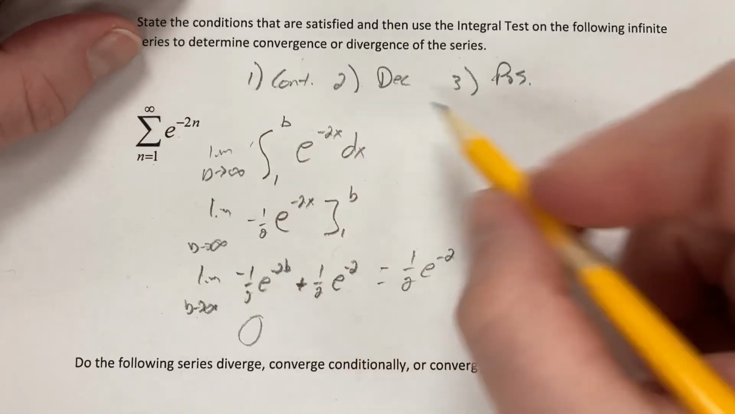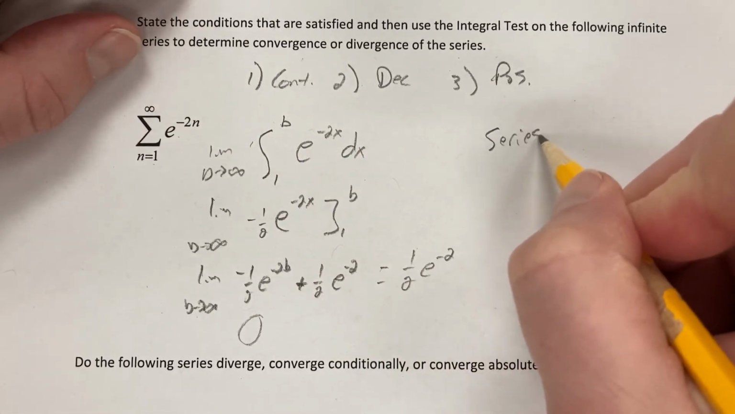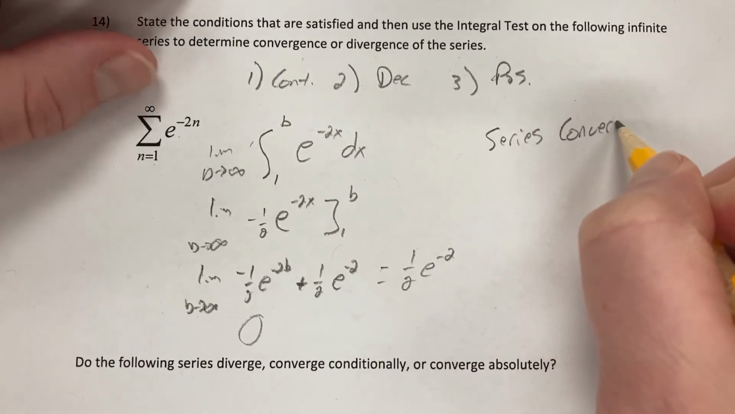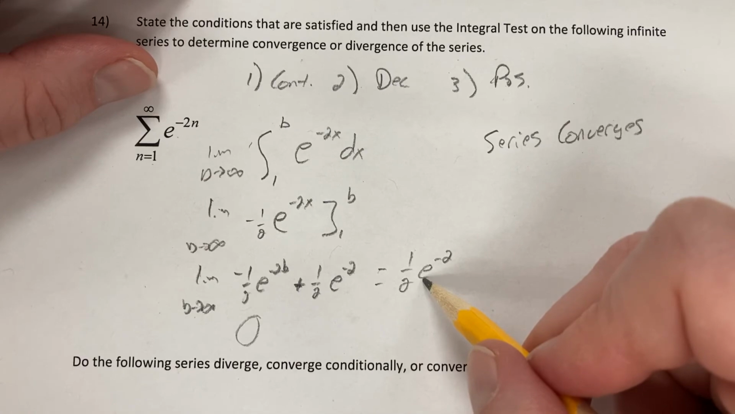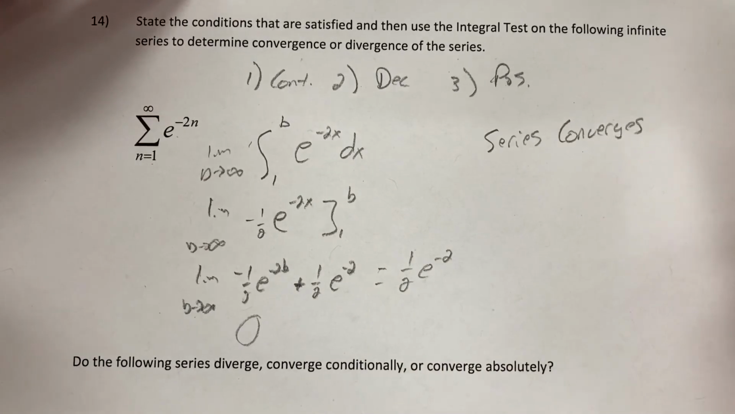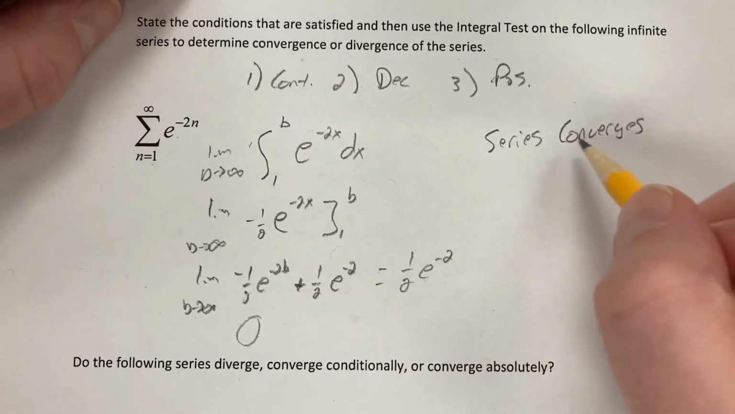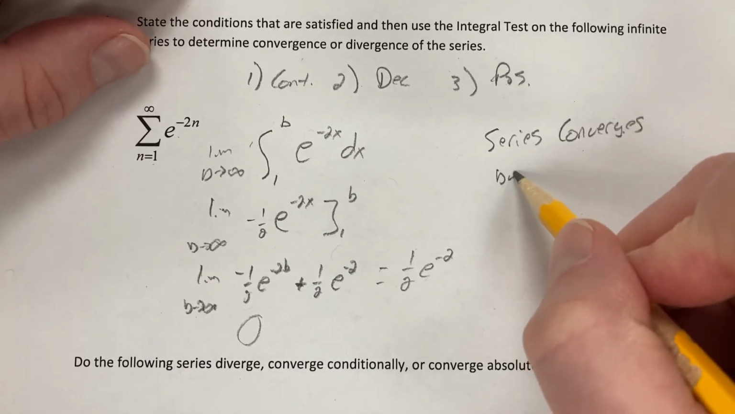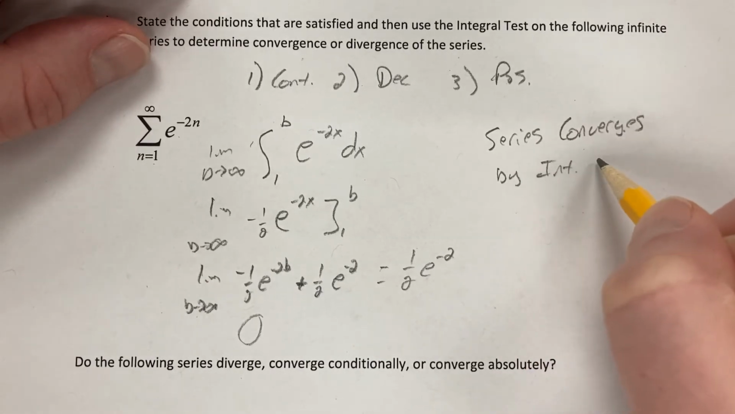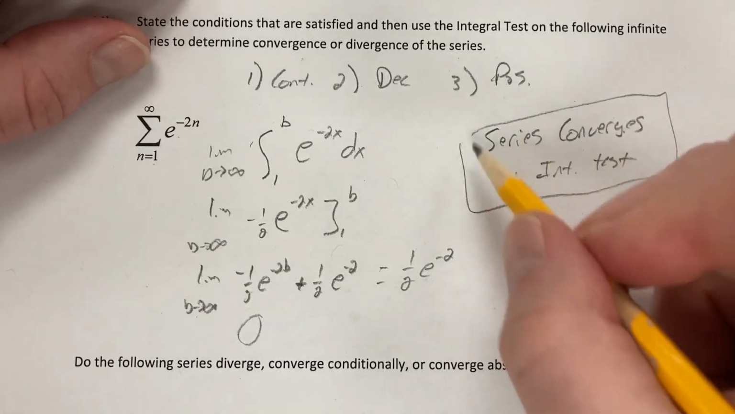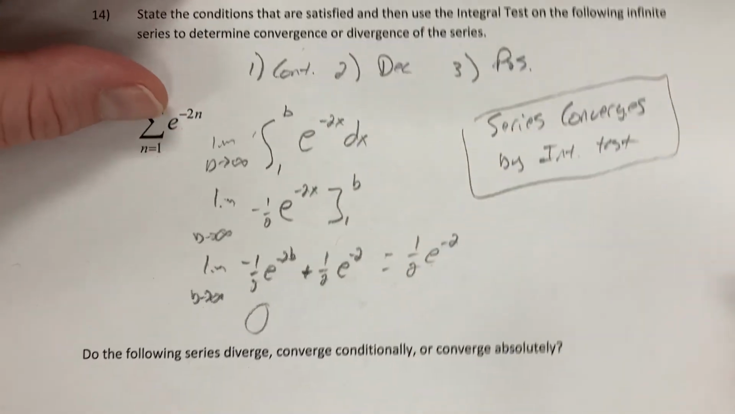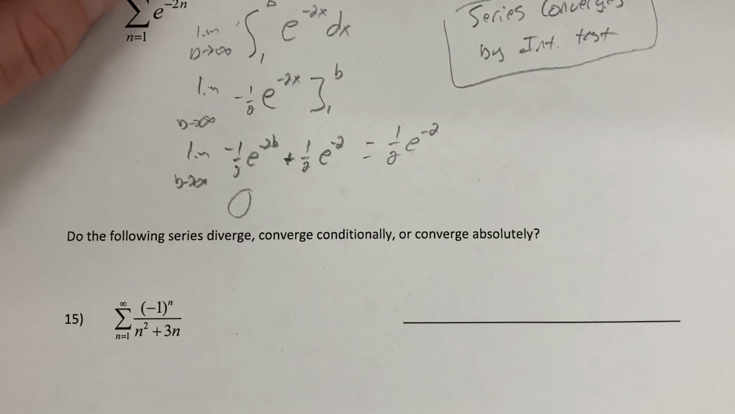So our series converges, but not to this. It converges, I don't know what it converges to, but it's not this. But it does converge by the integral test. That we can say. We can't say that it equals this, though. And that's the one thing you've got to be real careful about.